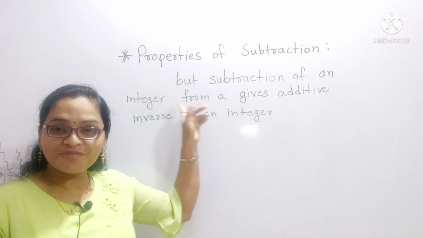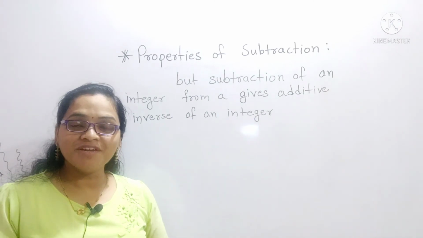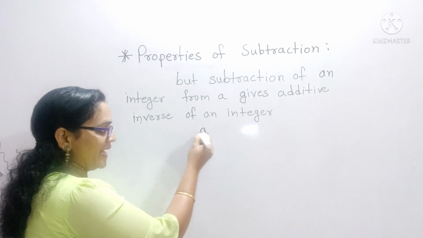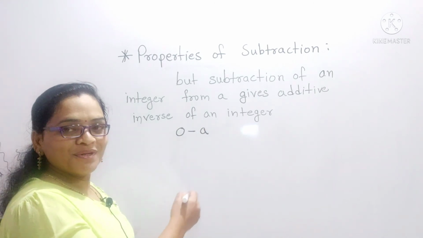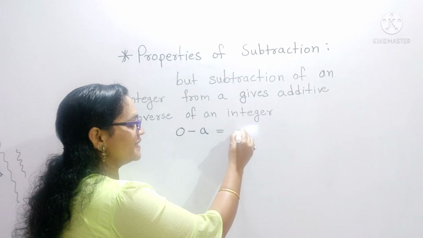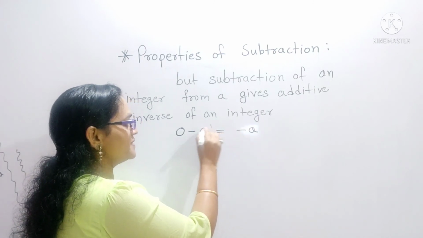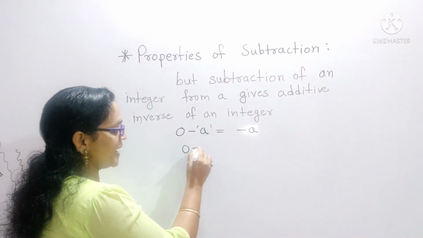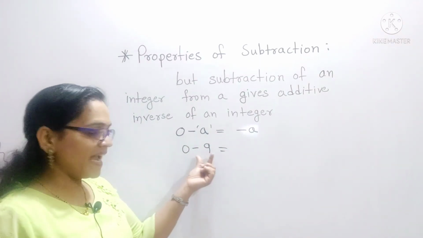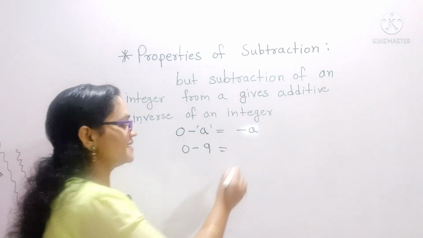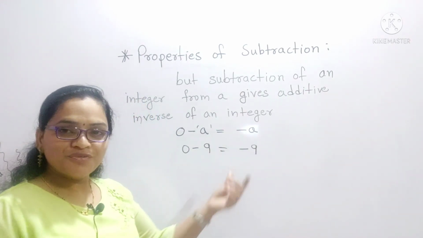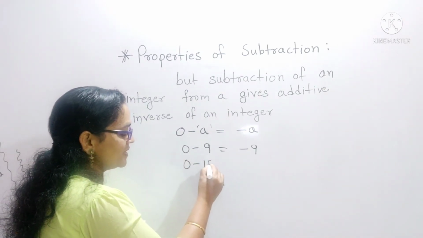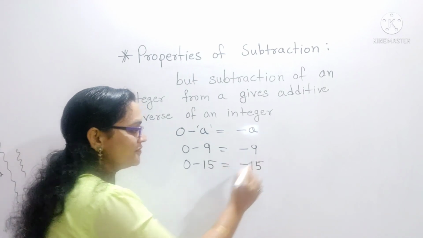Okay, what? Subtraction of an integer from 0 gives the additive inverse of that integer. Means suppose any integer a is subtracted from 0, then the difference we get is minus a, means the additive inverse of a. See first example, 0 minus 9. Here 9 is an integer, and what is the difference? The difference is minus 9, which is the additive inverse of 9. Like this, 0 minus 15 is equal to minus 15.